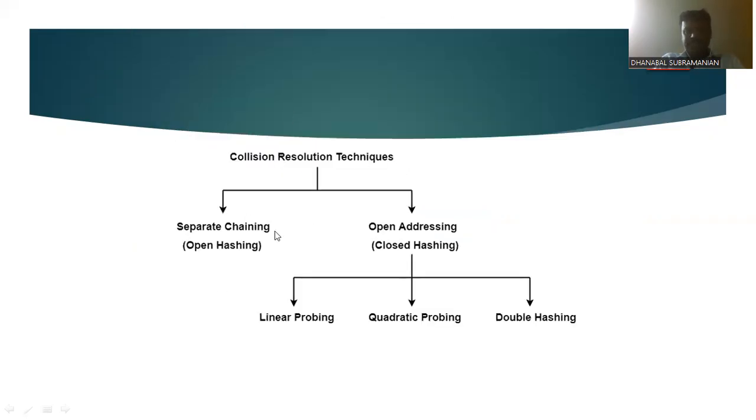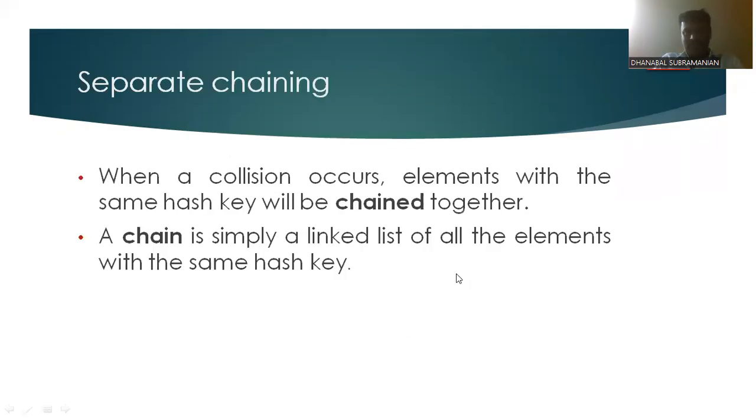Collision resolution techniques: separate chaining is called open hashing. Then open addressing is called closed hashing. In closed hashing, we have three important techniques: one is linear probing, another is quadratic probing, and the third is double hashing.